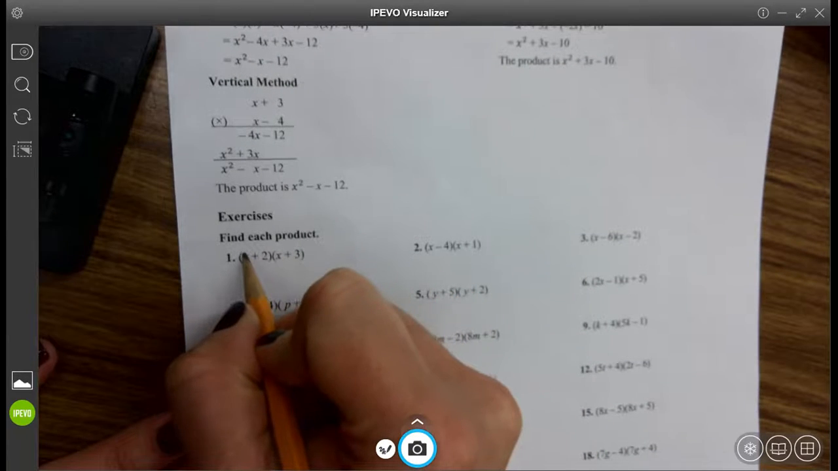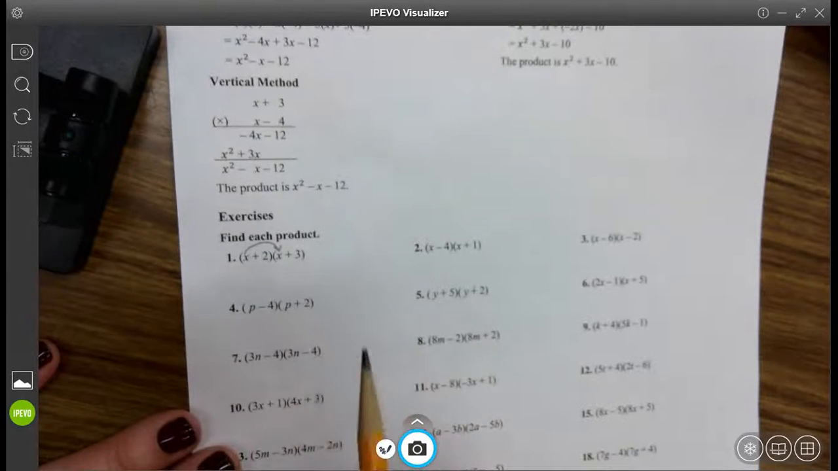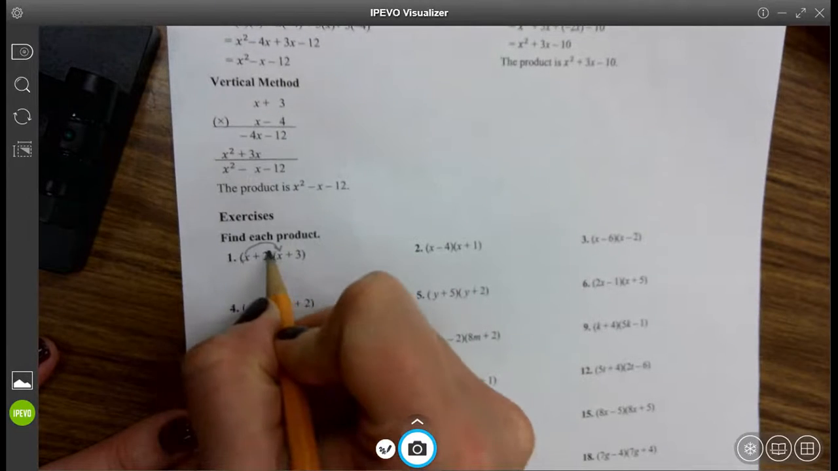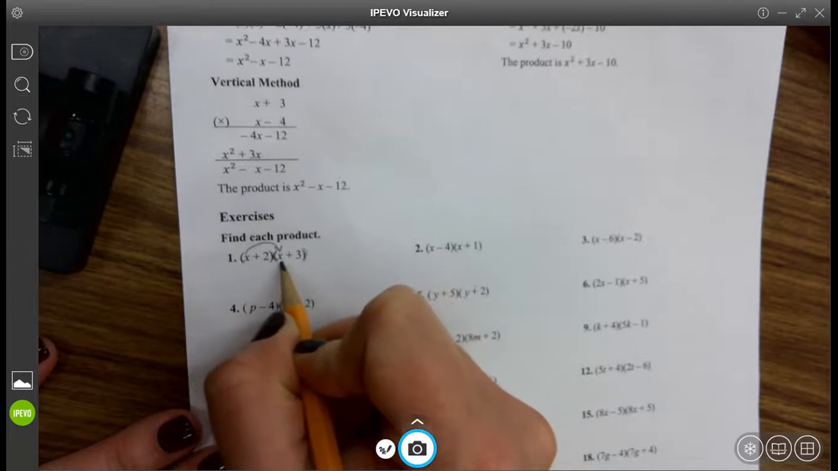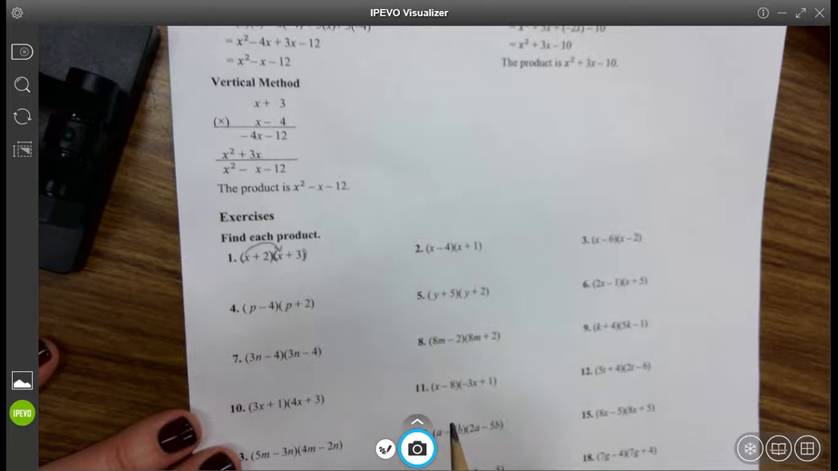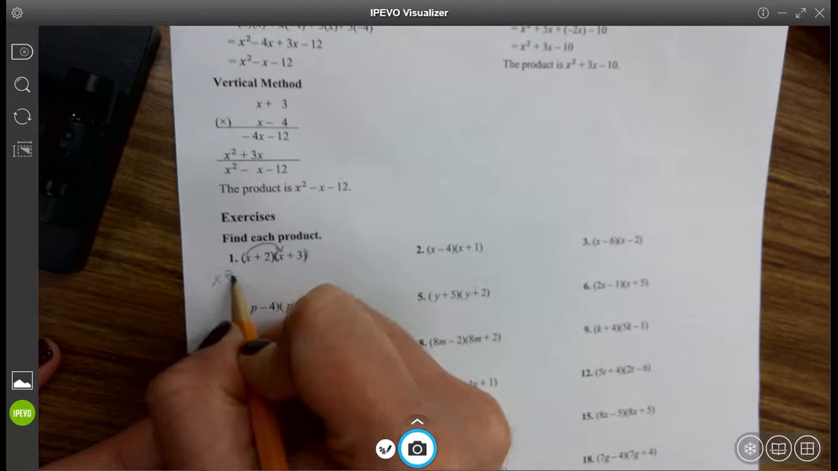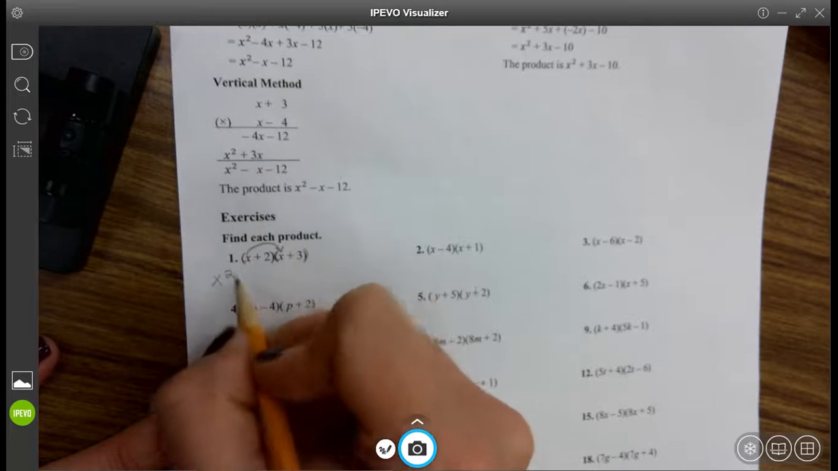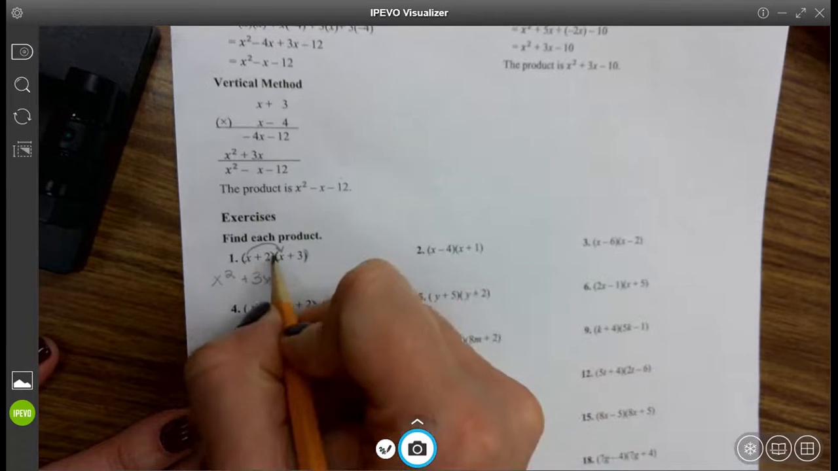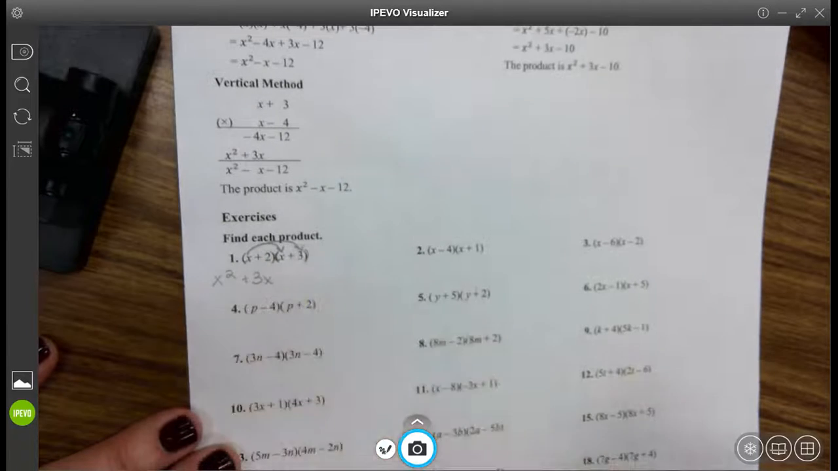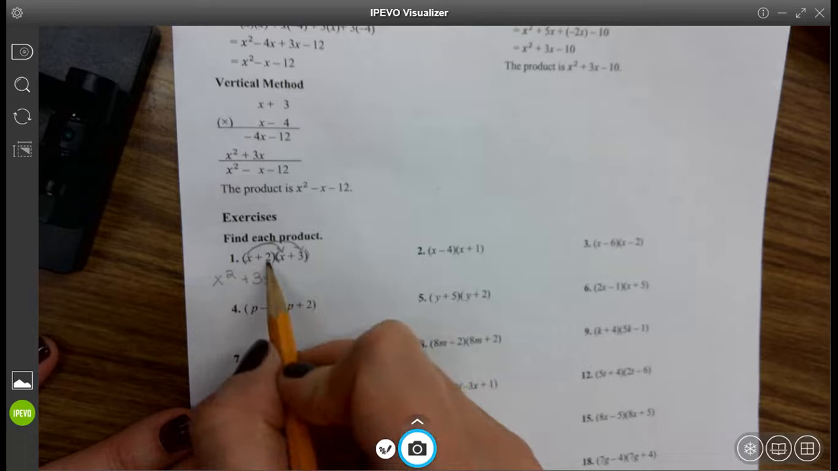So I'm going to take x and multiply it to x. I know to do this because this quantity is smack dab beside this quantity, and when things are beside each other, that implies multiplication. So x times x is x squared. x times 3 is 3x. Now I distributed to both terms. I've exhausted my options, so I move to the next one.